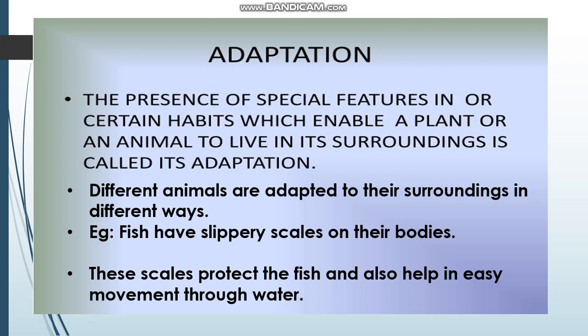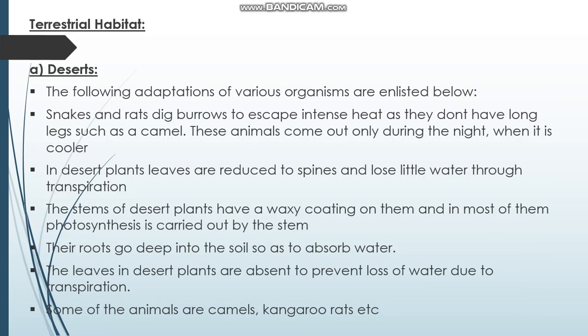Example, fish have slippery scales on their bodies. These scales protect the fish and also help in easy movement through water. If you take the example of the camel, it has long legs which provide protection to live in sand, it excretes a very small quantity of urine, it does not sweat, and its dung is dry. So these are some of the adaptations we can see in the aquatic as well as the desert habitat.